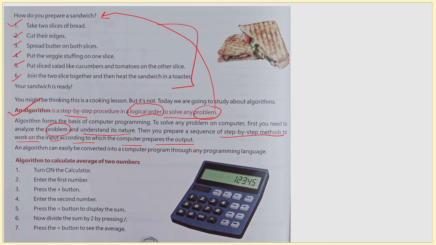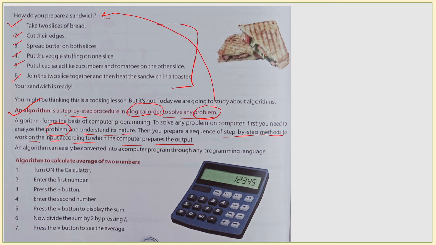So basically we are working on inputs with these step by step methods. First what we have to do, second what we have to do, after that third, fourth, fifth, so that we can achieve our goal, our target, our output. Before getting output we have to give input. Okay, so let's take another example.